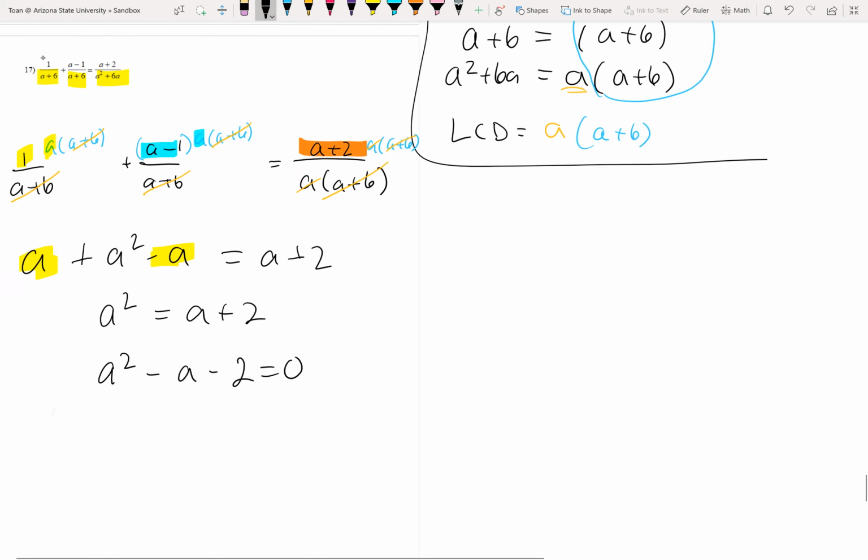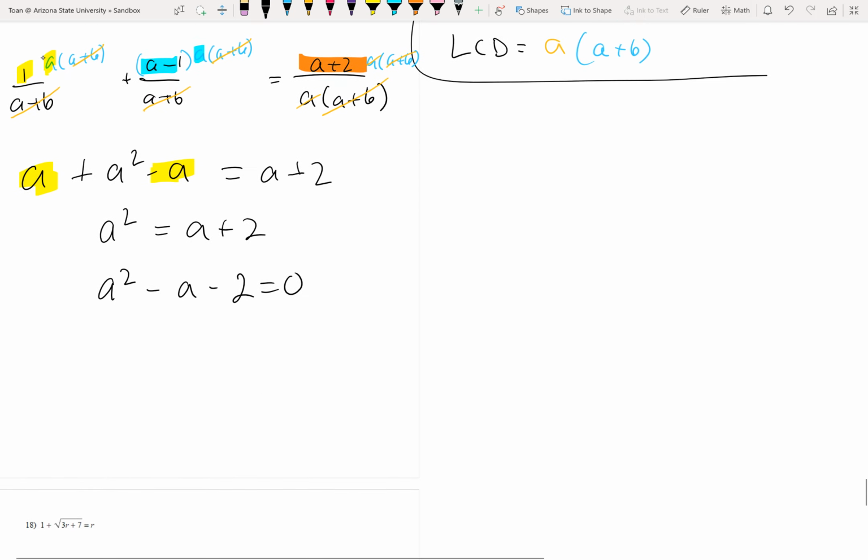Solve it by factoring, completing the square, quadratic formula, what have you. Ends up being this guy's factorable. A minus 2, A plus 1 equals 0. Which hopefully you can see gives you A equals 2, A equals -1.